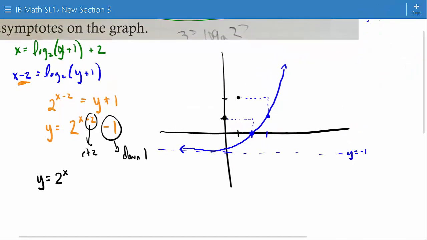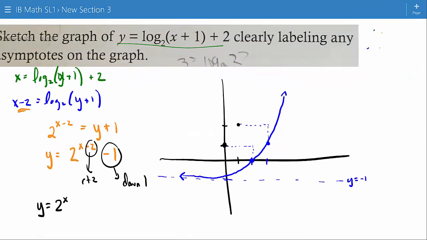We want to graph this logarithm that I have up here at the top. This orange function down here is the inverse of this logarithm. And the way we deal with graphs of inverses is we interchange the x's and the y's. So this point over here that is (2, 0) becomes (0, 2). That's this one. This point that's (3, 1) becomes (1, 3). And the asymptote that was at y equals negative 1 goes to x equals negative 1. It's a vertical asymptote.